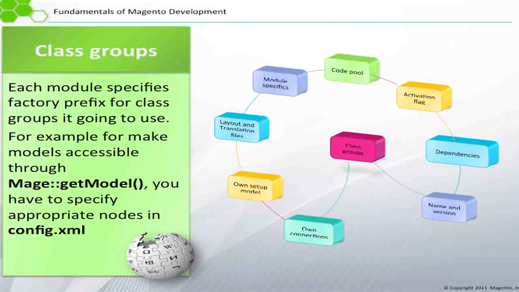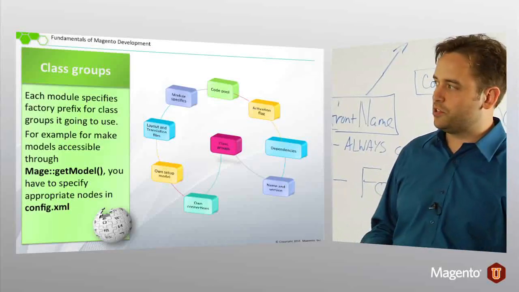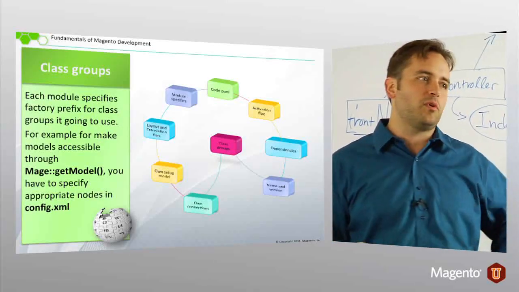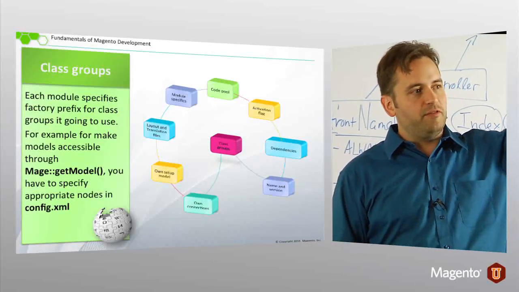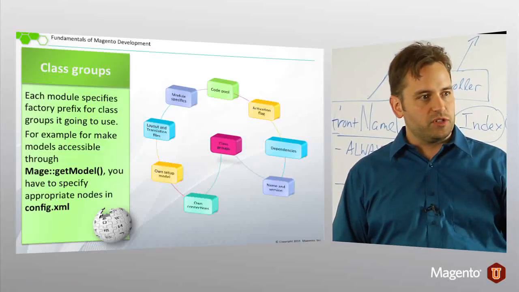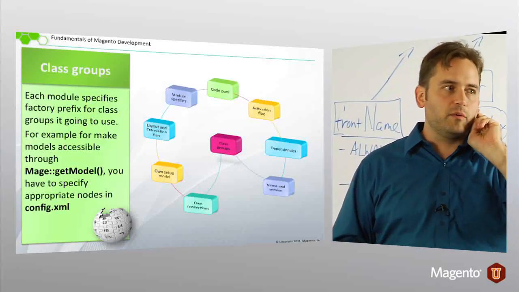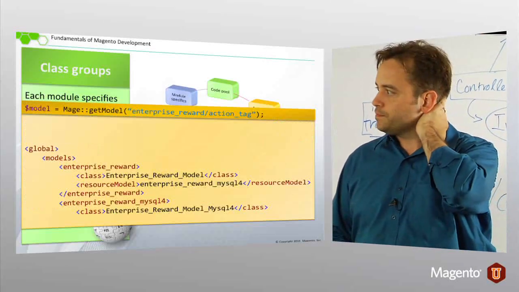Class groups. We were looking at class groups, right? I know I'm blowing through these things. We've been through all this stuff, and this exercise at the end of this really deals with this directly. Class groups, that's what we have under config, global, blocks, models, and helpers. And inside there, we set up our class groups.